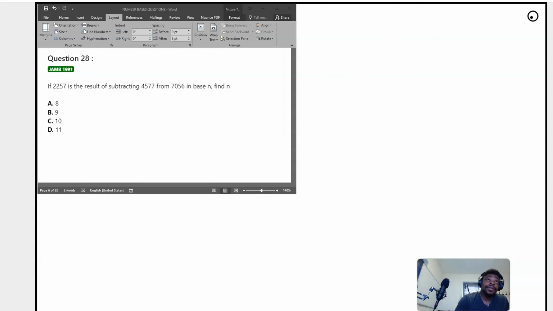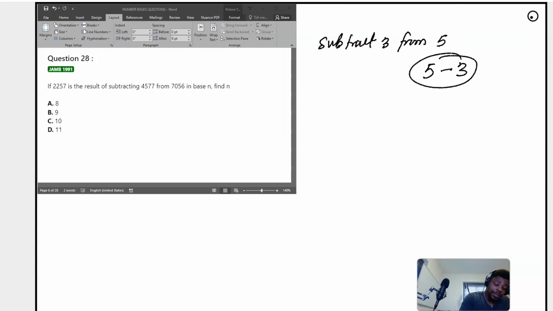Next question. It says if 2257 is the result of subtracting 4577 from. Now, for an example, if I tell you subtract 3 from 5. Subtract 3 from 5. From simply means 5 minus 3, because subtract 3 from 5. This is what it means, right? 5 minus 3.